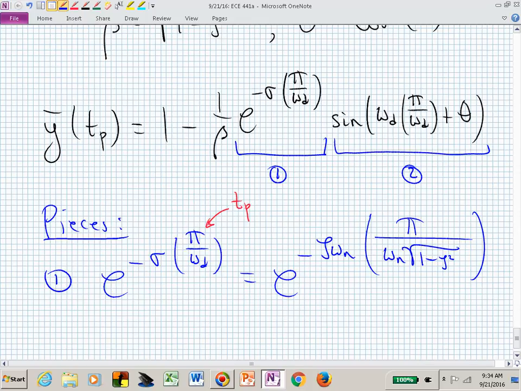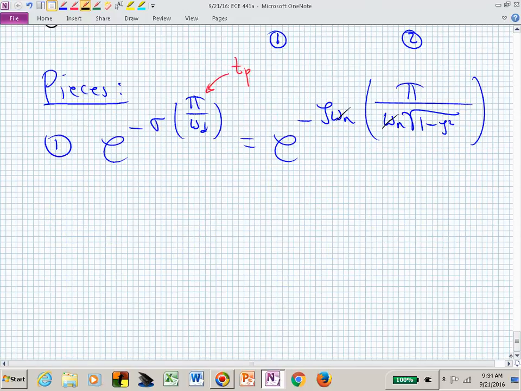It's a scaled version of the natural frequency, omega sub n times the square root of 1 minus zeta squared. So this cleans up nicely. So this is now equal to e to the minus zeta pi over square root of 1 minus zeta squared. And that's going to be important. Now that exponential is really just a function of one unknown value, zeta. We know pi.